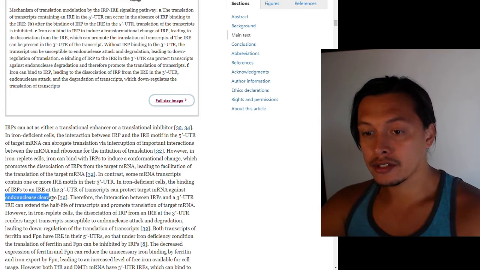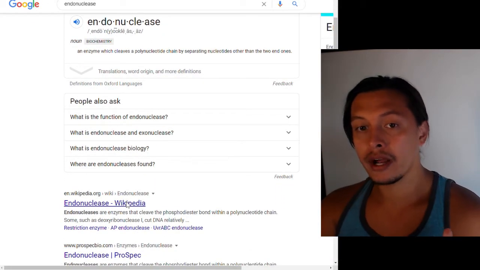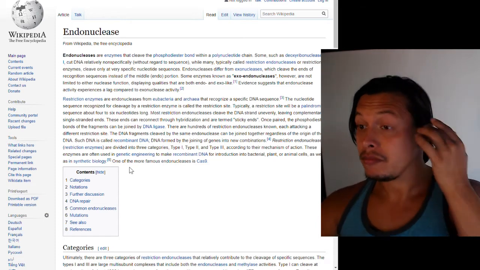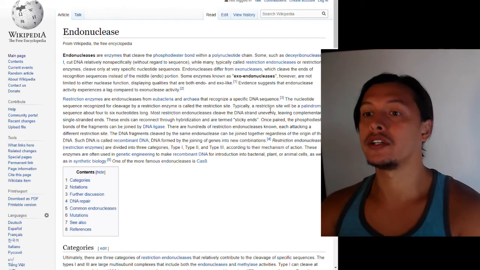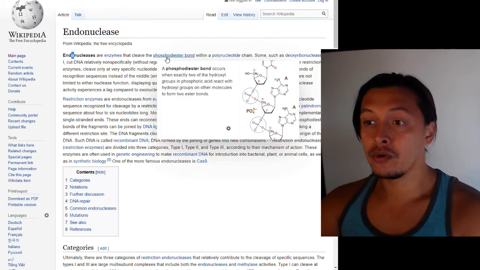So endonuclease, what are those? Endonucleases are enzymes that will break up, or hydrolytically break up, polynucleotides. And it's an endonuclease, which means that it happens at the inside of nucleotides. So these endonucleases are enzymes that cleave the phosphodiester bond.